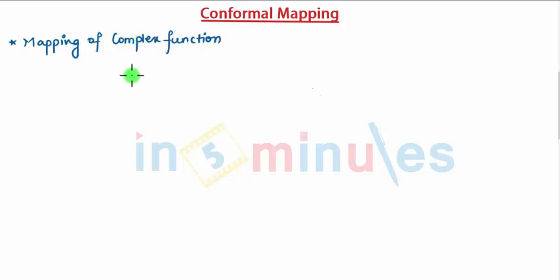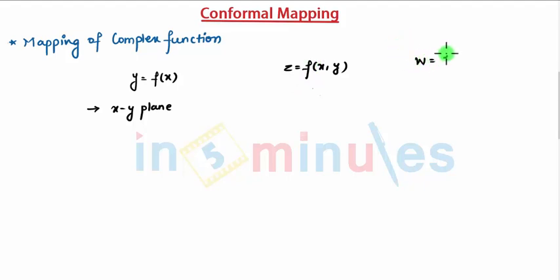Now students, you know that when we say y is equal to f of x, it's a continuous function which can be represented in xy plane with a smooth curve. Now we also know that z is equal to f of x comma y. When we say z is equal to f of x comma y, it can be represented on a surface. But how can we represent w is equal to f of z?